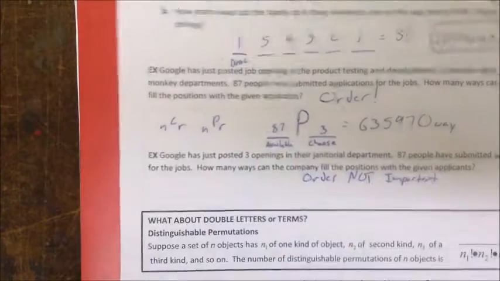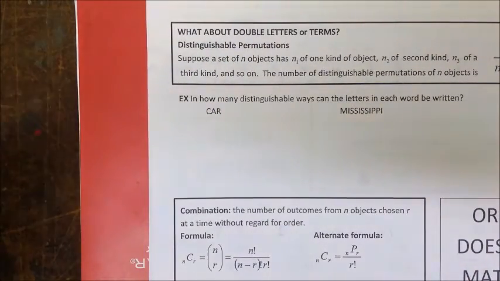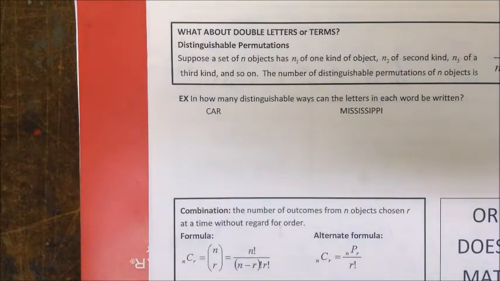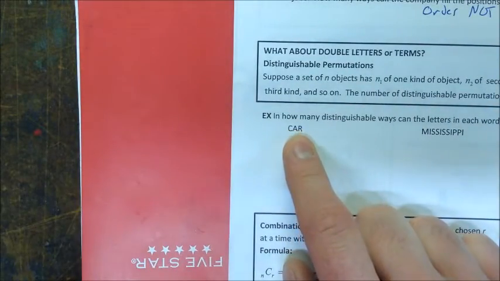So for our next piece, we've got something that shows up quite a bit, and it's taking words that already exist and reorganizing them to create something that the book calls quote-unquote code words. It says, how many distinguishable ways can the letters in each word be written? So the first word is car. It's a nice short word, and it's got some good properties here.